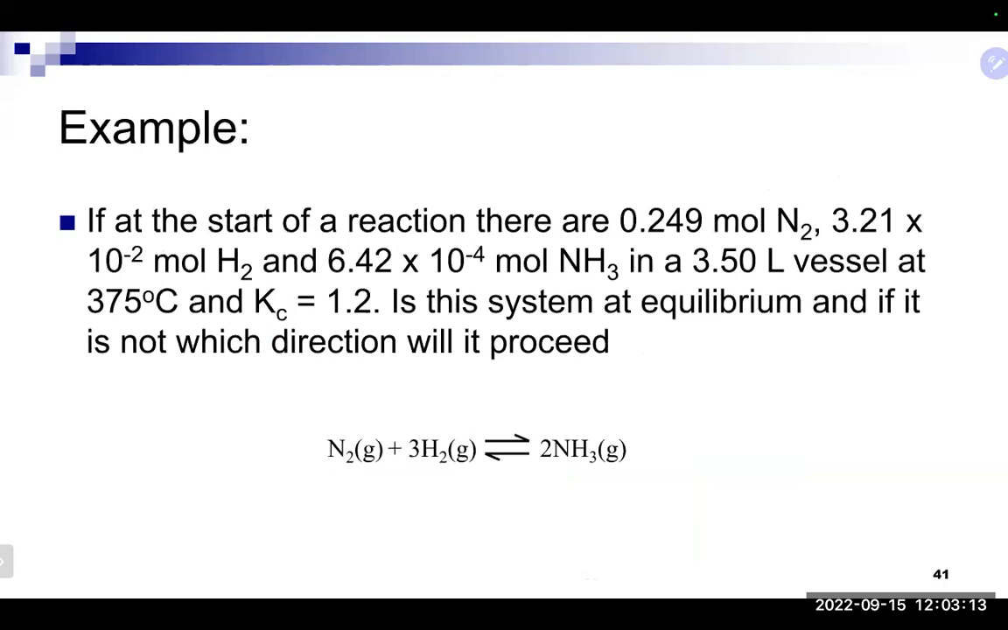All right, so why don't we try one here? Let's take a few minutes. We have this reaction on the bottom there, and we're going to be throwing in 0.249 moles of N2, 3.21 times 10 to the minus 2 moles of H2, and 6.42 times 10 to the minus 4 moles of NH3. We're going to toss it into a 3.5 liter container, give it a nice little shake maybe. They're actually moving around since they're gases anyways. The Kc for this is 1.2. We want to know, is the system at equilibrium? And if it is not, which way does it need to go to reach equilibrium? So once again, Q would be the situation you would want to use here. So see what you come up with.